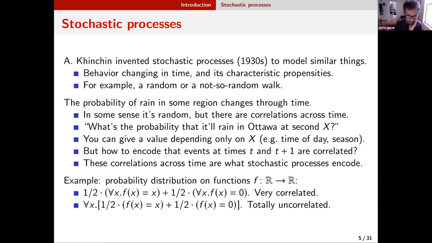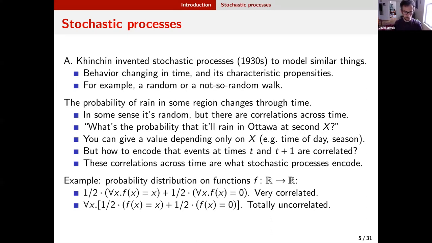Whereas in the second example, for all time x, it's the case that for 50% of those times x, f of x is x and 50% f of x is zero. Well, now if you know that at time pi f of x was x, then at time 3.14, which is completely different, you have no idea if it's x or zero.